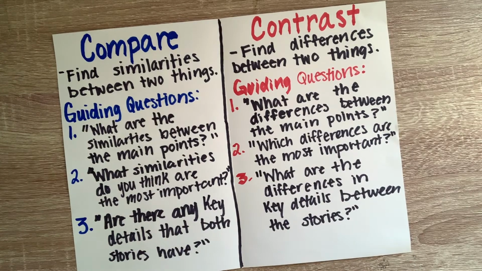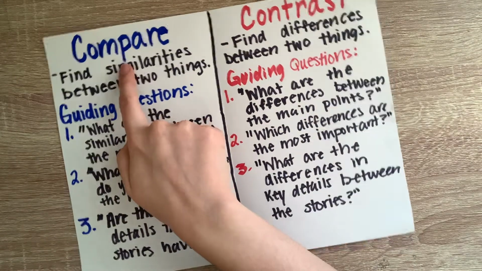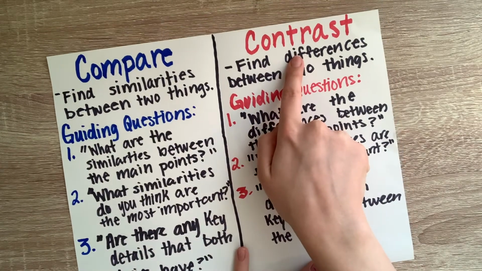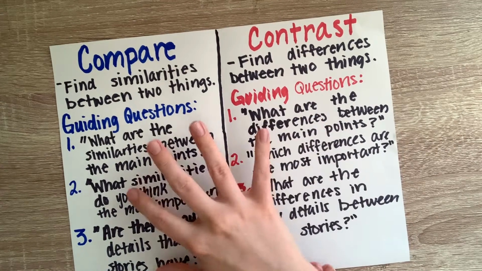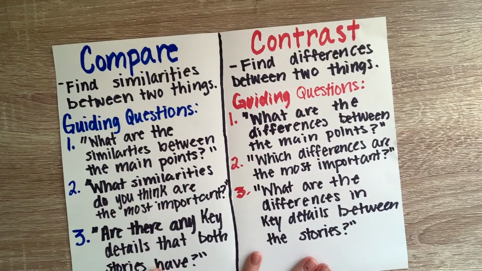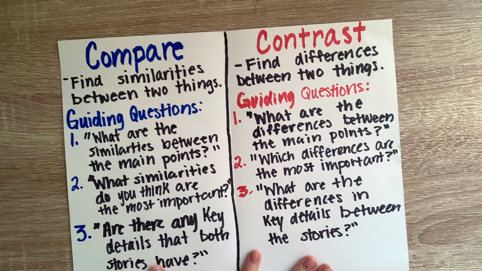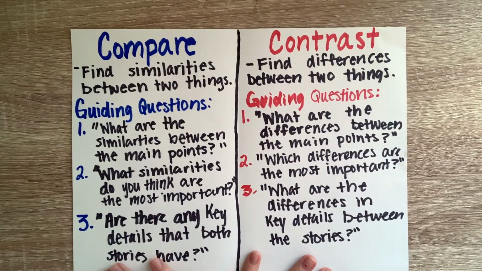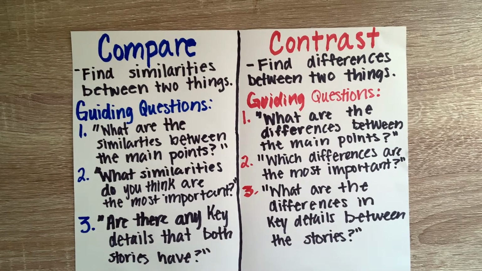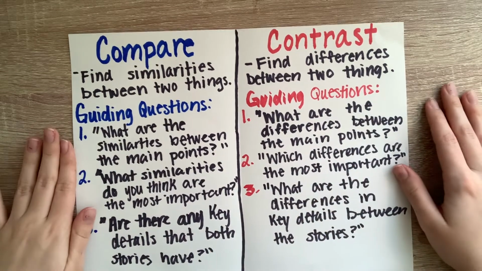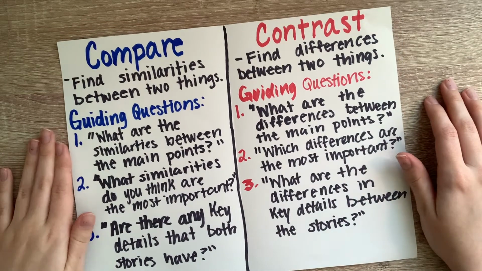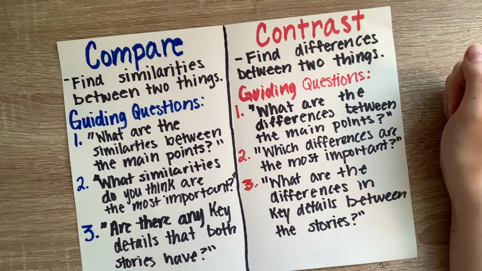Next, you're going to want to title each side Compare and Contrast. After you title each side of the paper, we're going to write down the definitions. Compare means to find the similarities between two things. Contrast, on the other hand, is the opposite, and it is when we find the differences between two things.